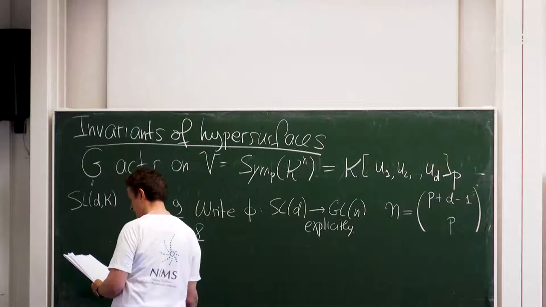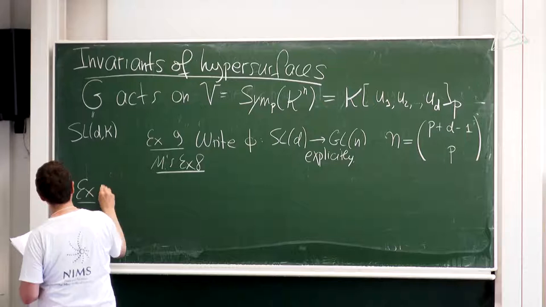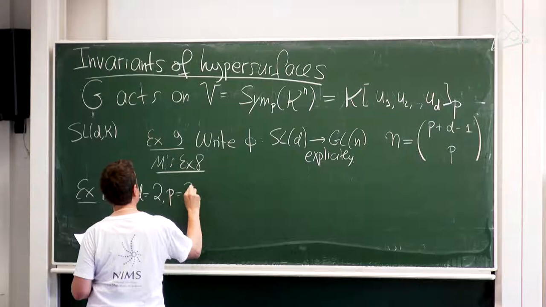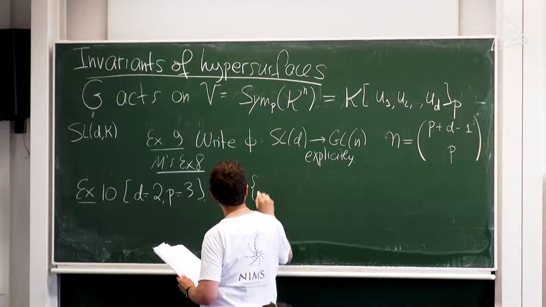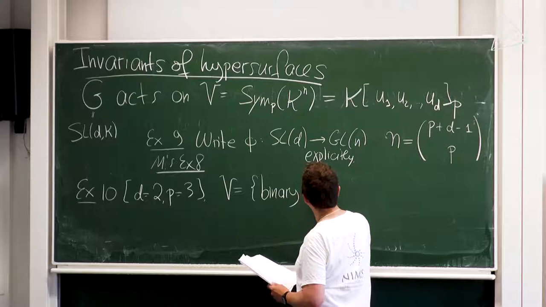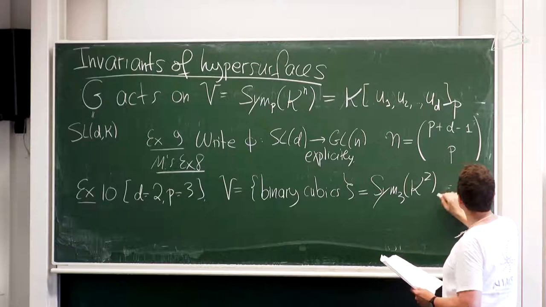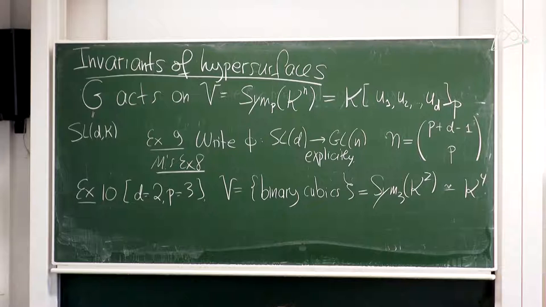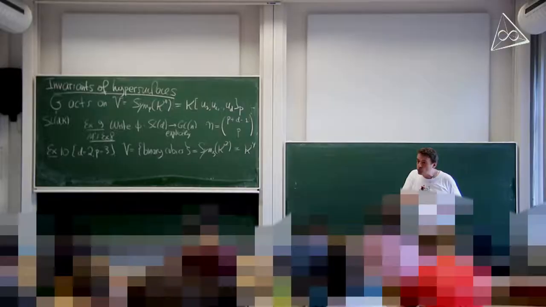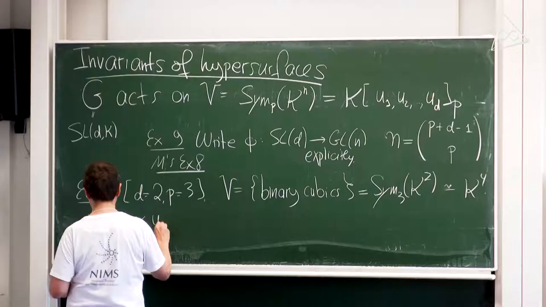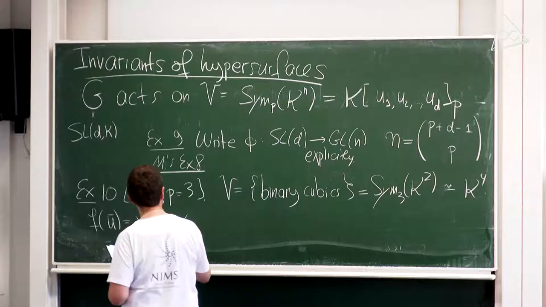Okay, so let's do the following example. That's example 10 in today's lecture. So if d is equal to 2 and p is equal to 3, then V is the space of binary, that means homogeneous polynomials in two variables, cubics. Okay, so these are homogeneous polynomials of degree 3 in two unknowns. And so this, as a vector space, is a four-dimensional vector space, K^4, okay? So what I'm saying is you take 2x2 matrices and you represent them by 4x4 matrices. How do you do this? Well, you write down, so F of U is a cubic, homogeneous in the unknowns, and you make the x's their coefficients.